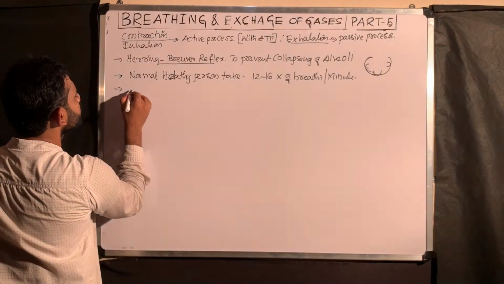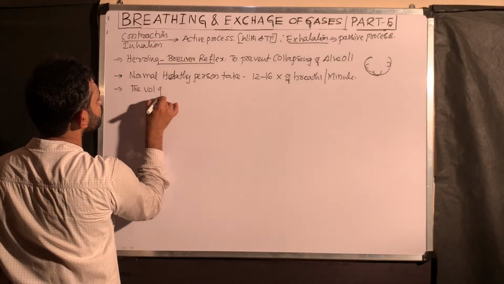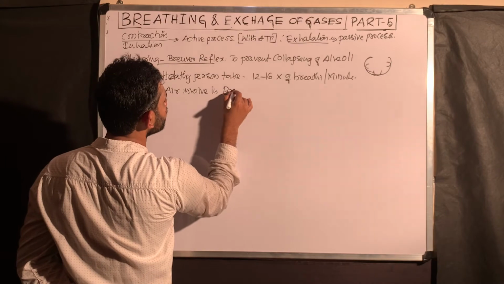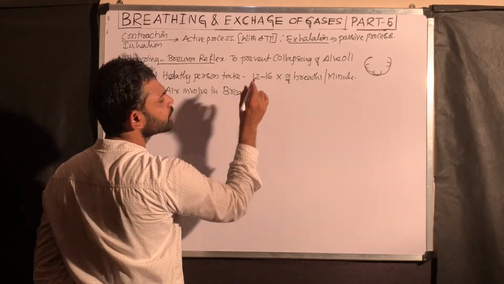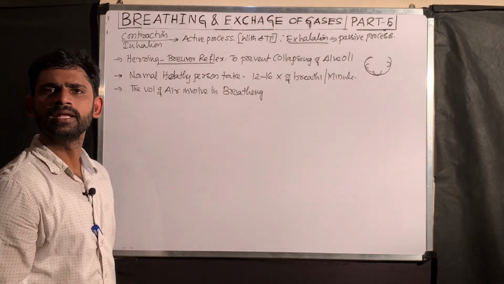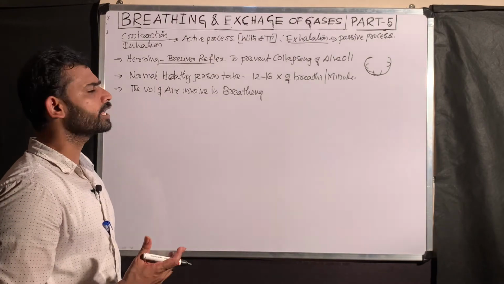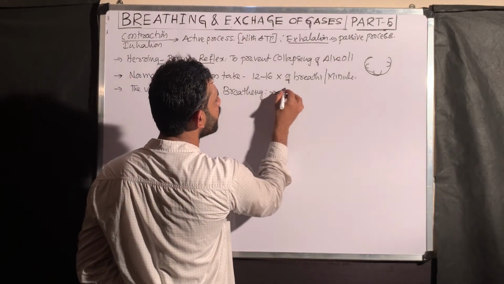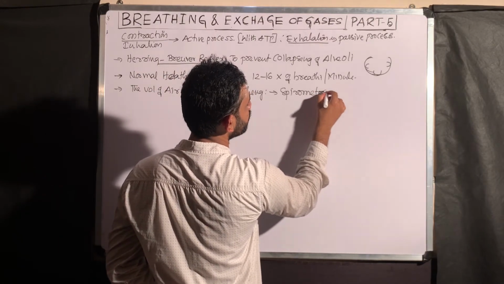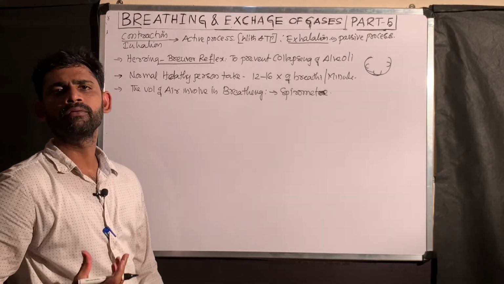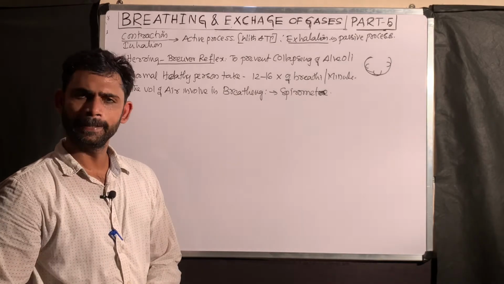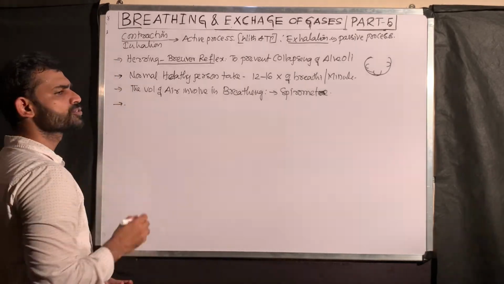The next one is the volume of air involved in breathing. This includes normal breathing and strained breathing, such as forceful exhalation and forceful inhalation. The volume of air involved in breathing is measured by an instrument called a spirometer. A spirometer is an instrument by which we can measure the different volumes of air involved during breathing.